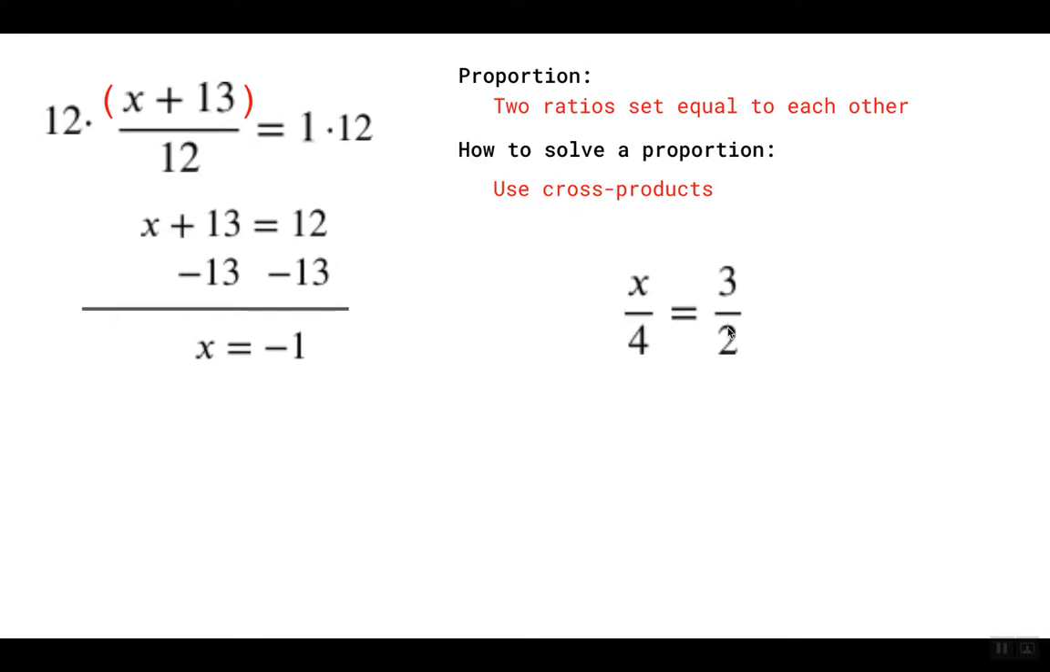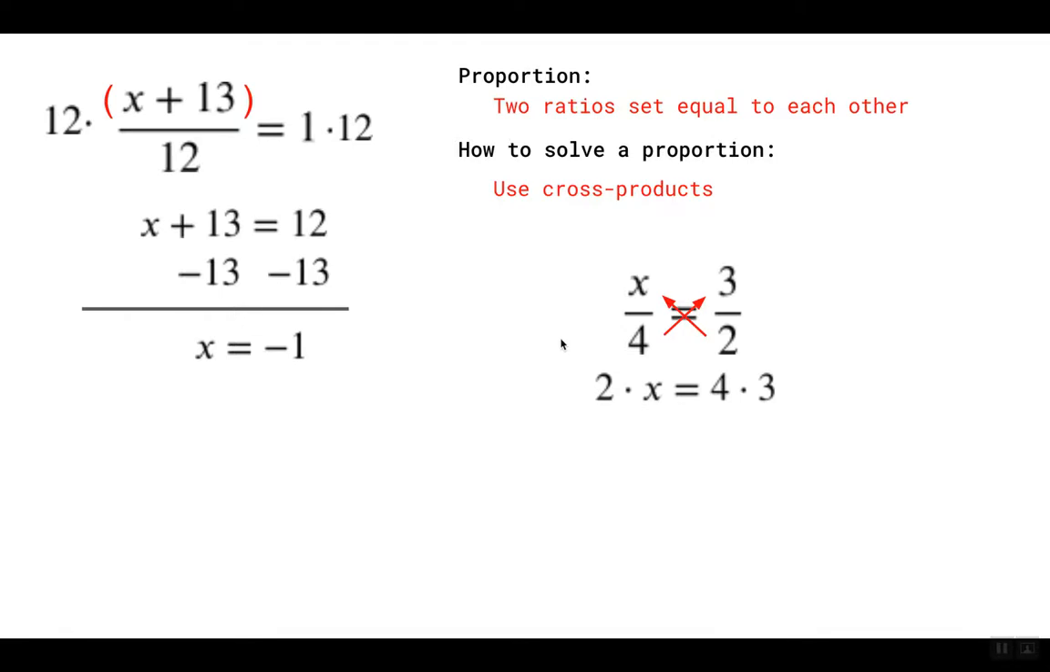So if I have x over 4 equals 3 over 2, again, there's a couple of ways I could do this, but let's look at it using cross products. I'm going to multiply the terms that are across from each other using an X formation, okay? So you wouldn't go straight across, you go diagonally across. And I end up with 2 times x equals 4 times 3.